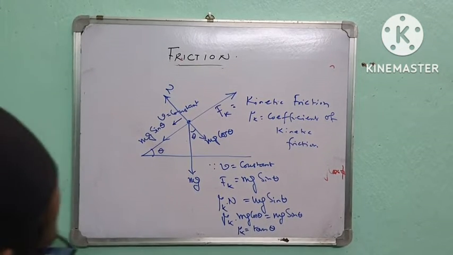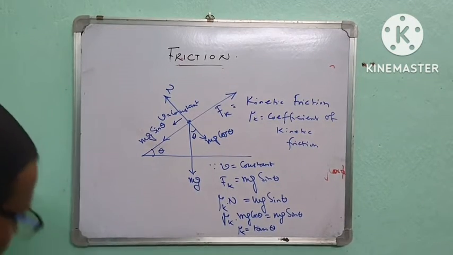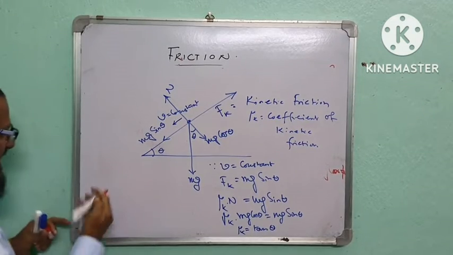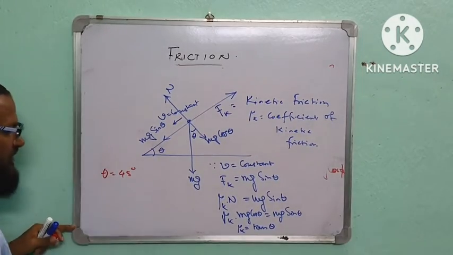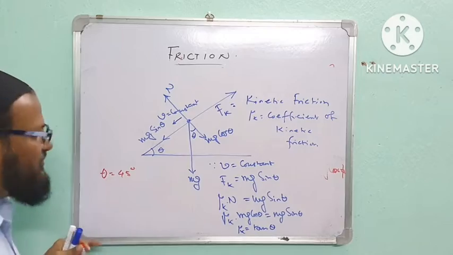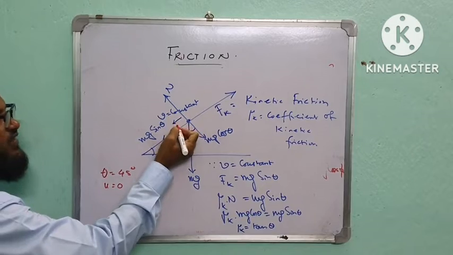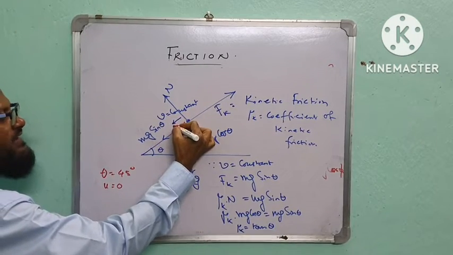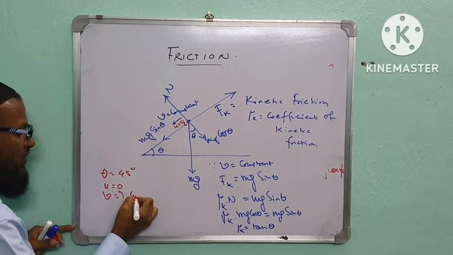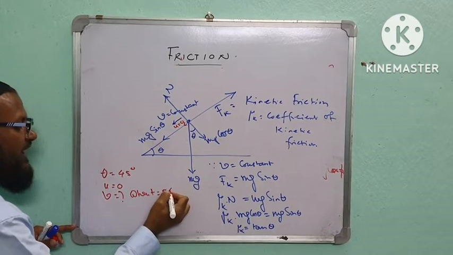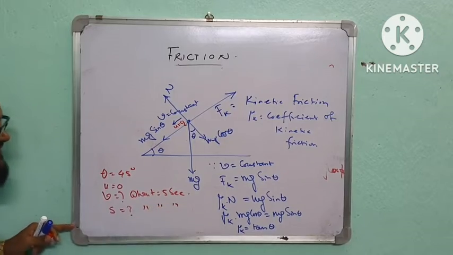Now what is the question? Suppose I am giving the data. In this figure, suppose theta equals 45 degrees. The question says u equals 0, the body starts from here, so u equals 0. The question is to find v when t equals 5 seconds, and to find s when t equals 5 seconds. These are the two questions.